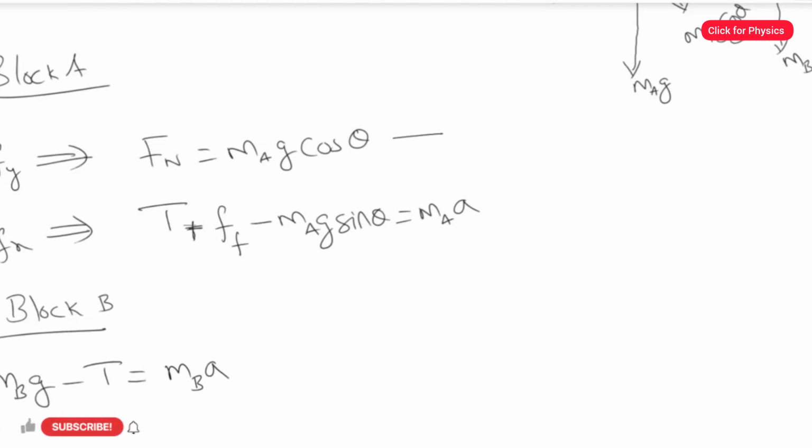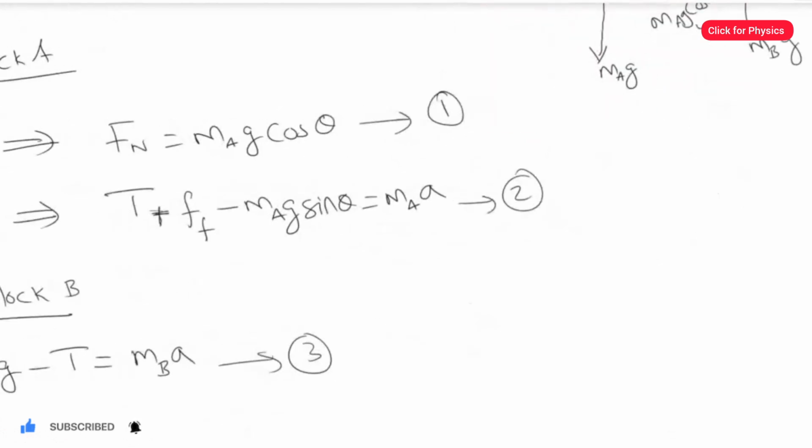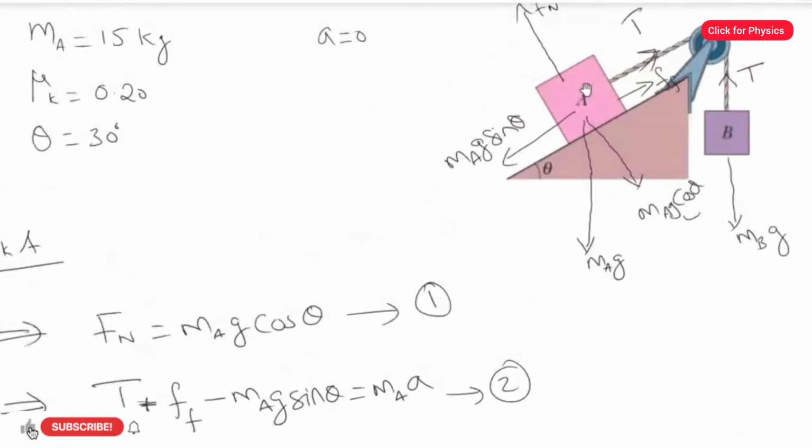So we just name the equations. This is the first equation, this is our second equation, and this is our third equation. As we already know, block A slides down at constant speed, so the acceleration will be equal to 0 for both objects. Because if this object slides down with constant speed, the same applies to block B. So the acceleration for block A as well as block B is considered to be 0.